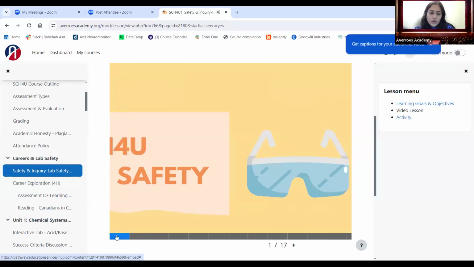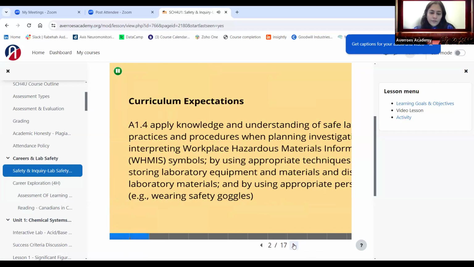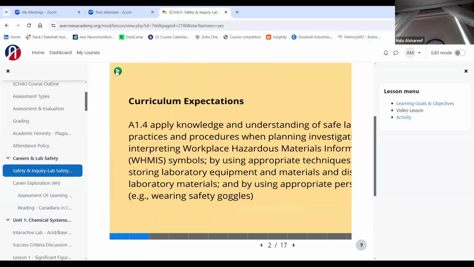Curriculum expectations for this lesson are listed here: to apply your knowledge and understanding of safe laboratory practices and procedures according to WHMIS. Can you hear that? Yes. Okay, perfect. Here we go. So WHMIS symbols, use appropriate techniques for using and disposing of lab materials, and use appropriate personal protection equipment.